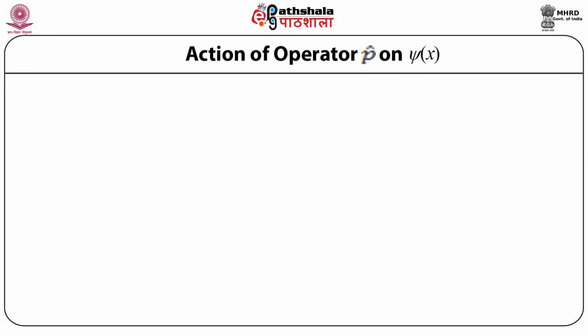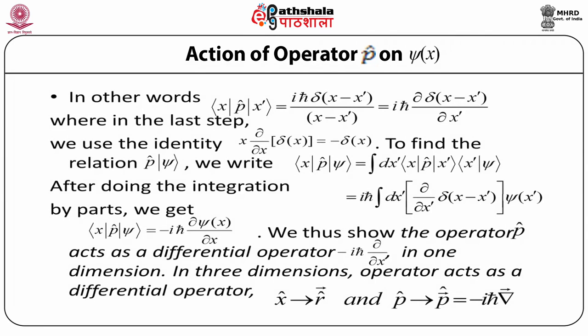Action of operator p on the wave function psi(x). Continuing from the previous equation, we can rewrite it as <x|p|x'> = iħ δ(x − x')/(x − x') = iħ ∂/∂x' δ(x − x'), where in the last step we have used the identity x ∂/∂x δ(x) = −δ(x).